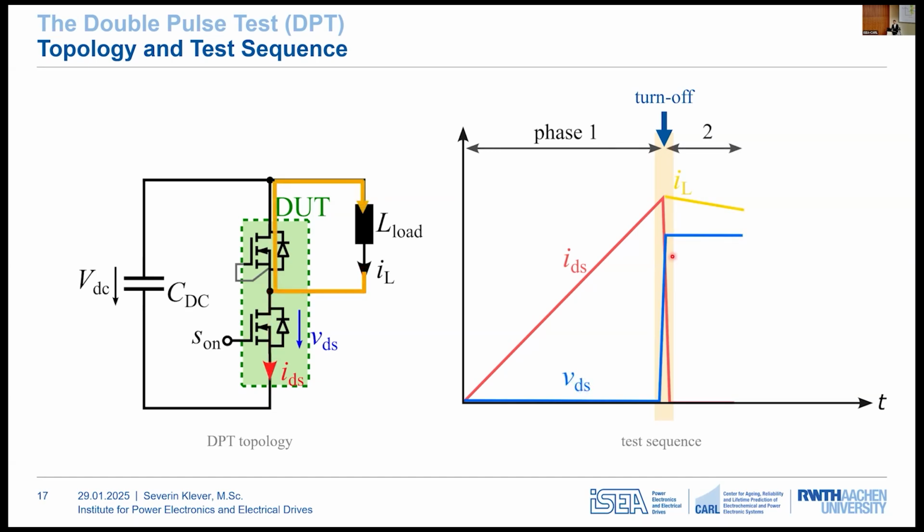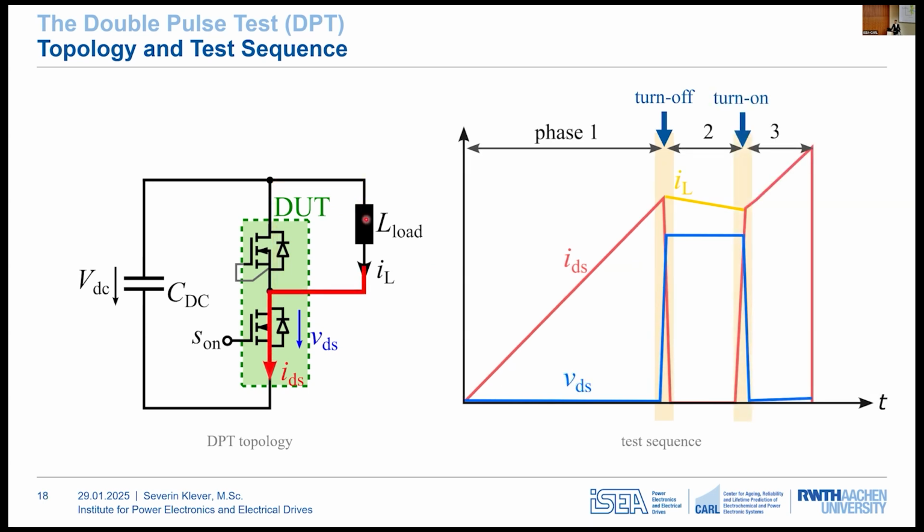After phase 1 comes phase 2, the freewheeling phase. After the turn off, the current commutates to the high side switch in reverse conduction and maintains at a nearly constant level due to energy preservation in the inductor. Shortly afterwards starts phase 3, where the low side switch is turned on again, and this enables us to capture the hard switched turn on event because the load current directly commutates back to the lower path. This entire test sequence typically occurs within a time scale of just a few microseconds and is called double pulse test because of the 2 current pulses you can see during phase 1 and phase 3.